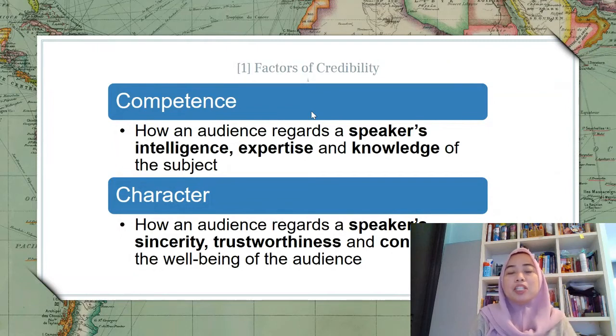Again, as I mentioned, when we're looking at competence, we're looking at whether or not you as a speaker have the intelligence, the expertise, and the knowledge of the subject. And number two, when we're looking at character, we're looking at how sincere and how trustworthy you are, and how concerned you are about the well-being of the audience itself. These two are the most important when you want to establish your credibility, especially in persuasive speech.